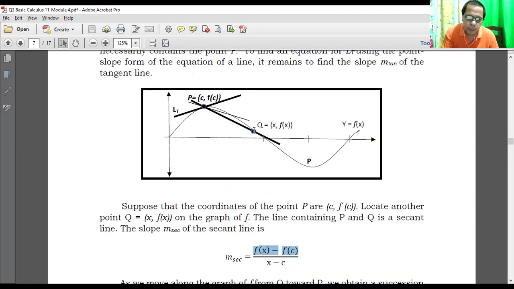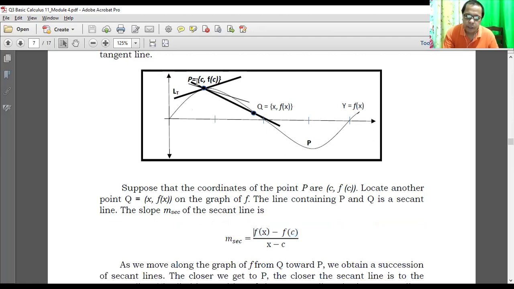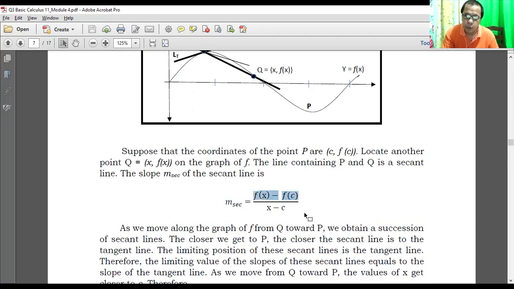And remember nga kung from point P to Q, or from Q to point P, your x is changing. Tama? Naga-change ang imong x. Okay, so mao ni siya ang iyang formula sa slope. Sa slope niya, m sub secant is just equal to function of x, which is your y, minus function of c, which is your y at P, over x at Q minus c at P. So this is now the slope of the function.